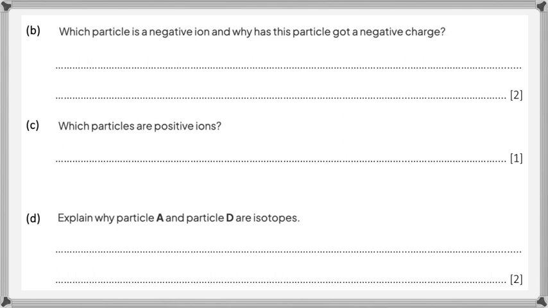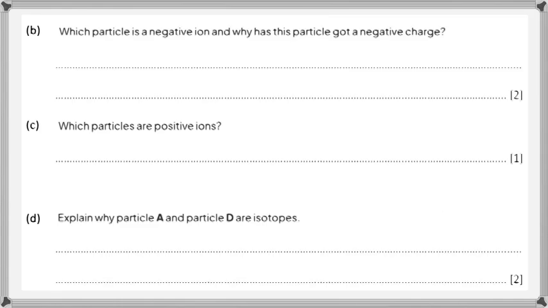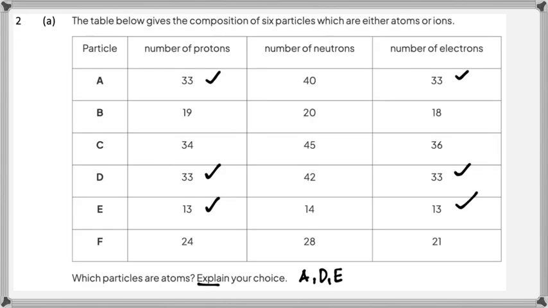Now for letter B, which particle is a negative ion and has this particle got a negative charge? Looking again at all the given particles. By definition, an ion that has a negative charge is a negative ion. And when we say an ion is negative, there are more electrons than protons. Or we can say as well that it has gained electrons. So we have A, B, C, D, E, and F.